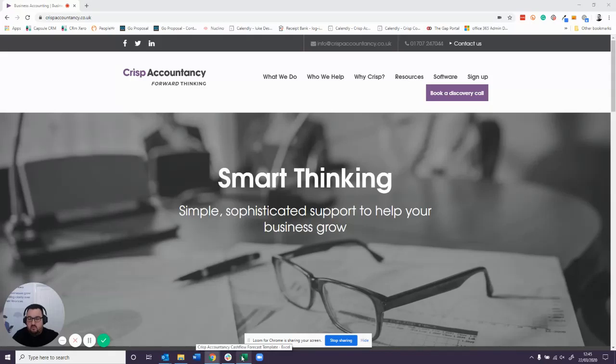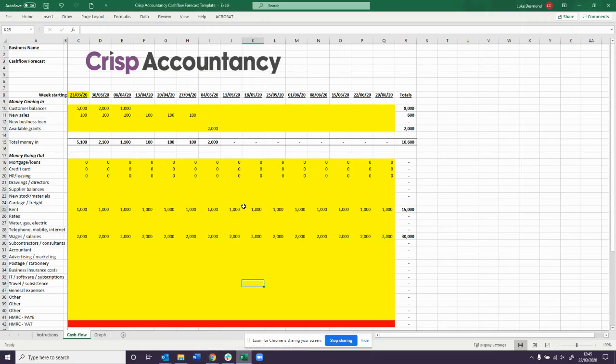Hi guys, going to talk you through how to use this cash flow forecast spreadsheet that we put together for everyone and are encouraging everyone to share. It is deliberately basic.